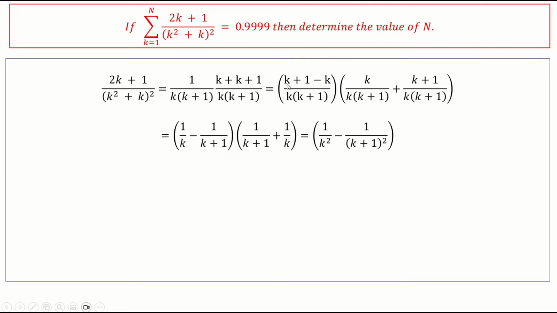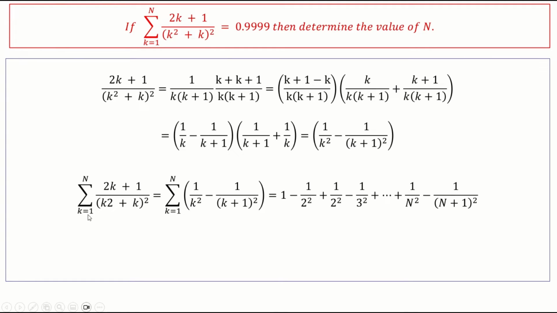So the first one will become (k plus 1) divided by k into (k plus 1). So it will become 1 by k minus k divided by k into (k plus 1), which will become 1 by (k plus 1). Okay, and here it will become 1 by (k plus 1) plus 1 by k. So this is in the (a plus b) into (a minus b) format, right? So 1 by k square minus 1 by (k plus 1) whole square, right? So we can leave it at this point because this looks easy if you put it in the series.